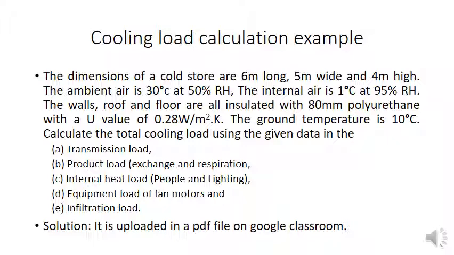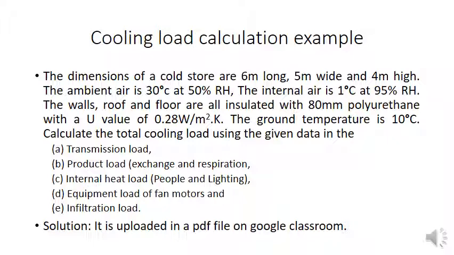What we need to do is calculate the total cooling load using the data in the different sections. First of all we need to calculate the transmission load, then the product load. Basically it's a cold storage where different food and vegetable items are going to be stored, so we need to exchange these items continuously. Old items will be replaced by new items, so the product load due to exchange and respiration will also be considered.